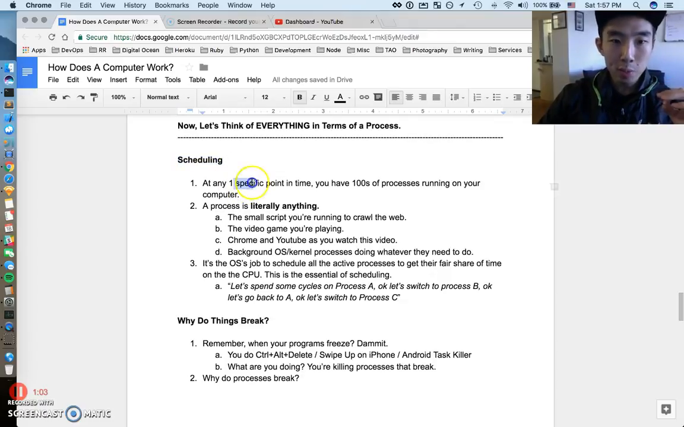At any one specific point in time, you're going to have hundreds of processes running on your computer. Any computer is going to have tons of stuff running on it. It could have stuff running from the system, like the computer has its own processes running. If your friend logs into that computer from a remote location, he or she could also have their own processes running on that computer. You could have a lot of things running.